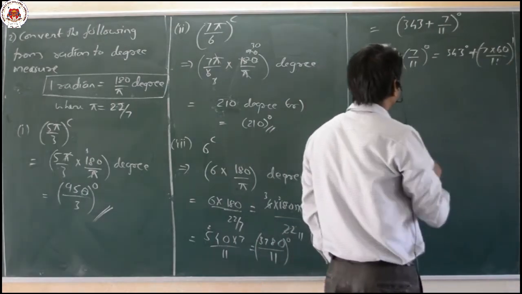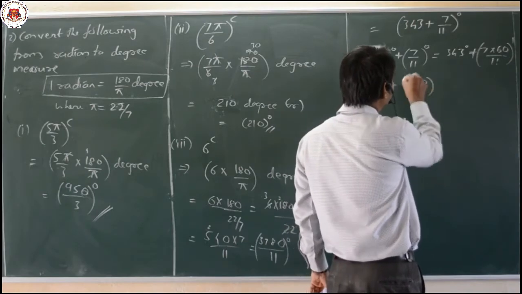So what we get here, 343 degrees plus, now you can multiply here. So what we have, 420 divided by 11 minute.